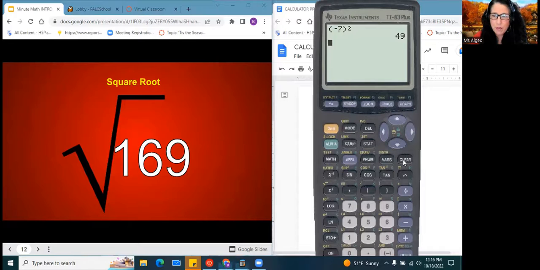Square root, the symbol is right here above the x squared key. So I'm going to use my yellow keys. So my secondary function, I press second, I press that key, and I'm going to enter the number. Now there's no numbers following it, so I don't need a parentheses right here. So it won't matter if you use it or not. This is to say that 13 times 13 is 169. So it is the square root of 169. Okay.